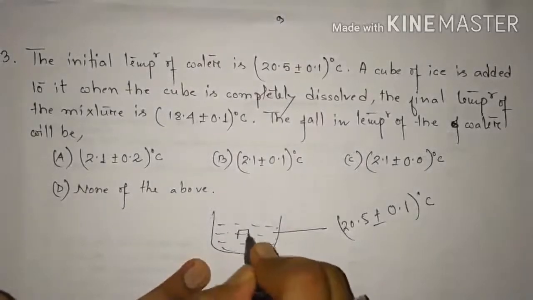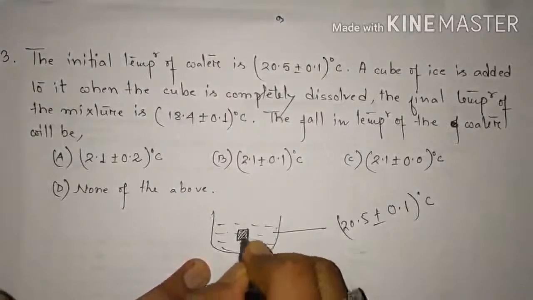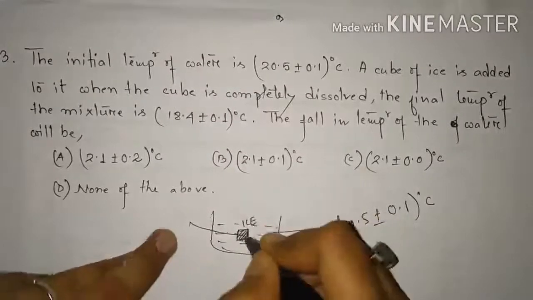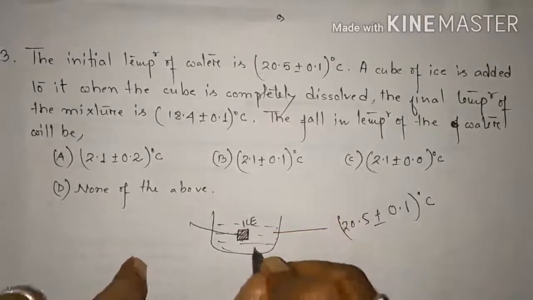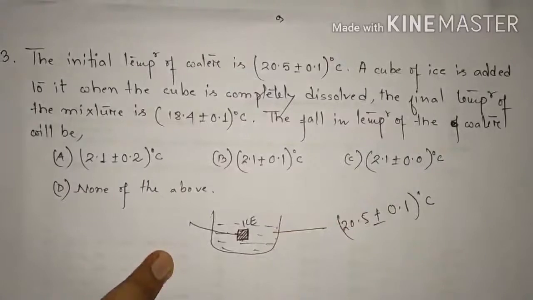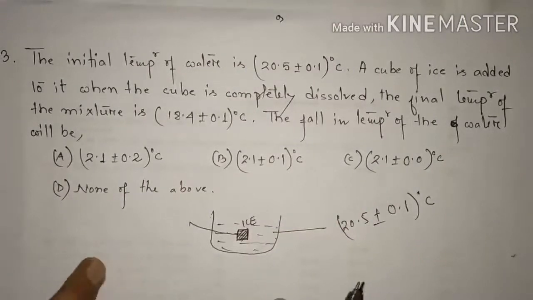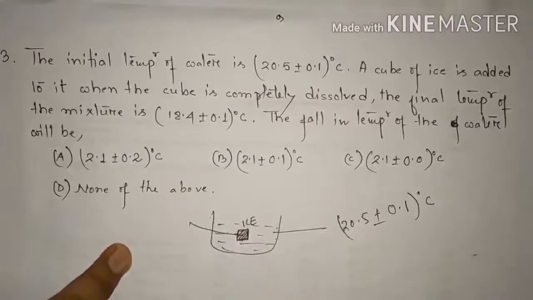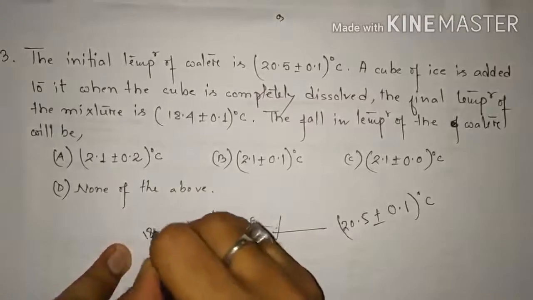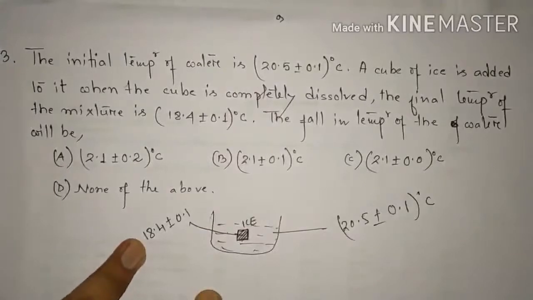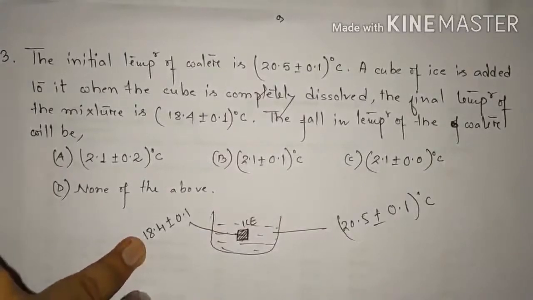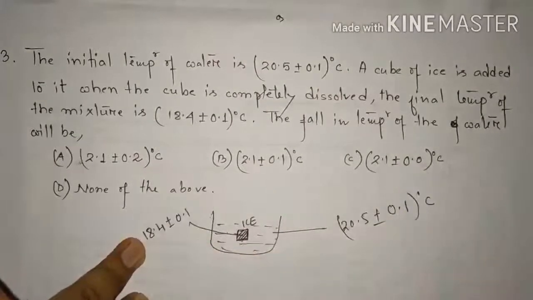And a cube of ice is being added to it. So definitely if ice gets added to normal water, then the temperature is likely to fall. So ice took, of course, some time to dissolve, and finally the temperature of this mixture became 18.4 plus minus 0.1 degree centigrade. So there is clearly a reduction in the temperature. Now the question is about the fall in temperature of the water. It means how to represent the fall in temperature.